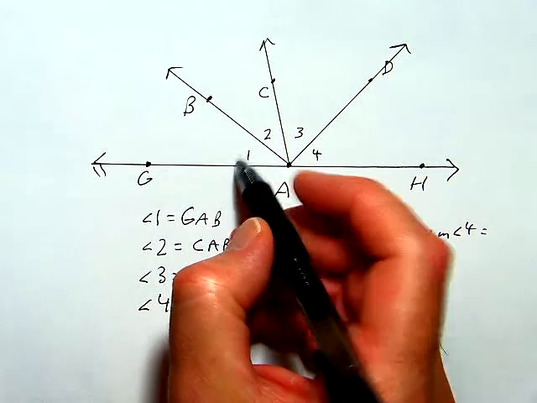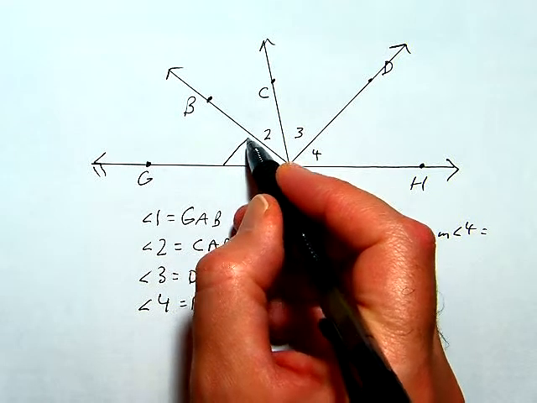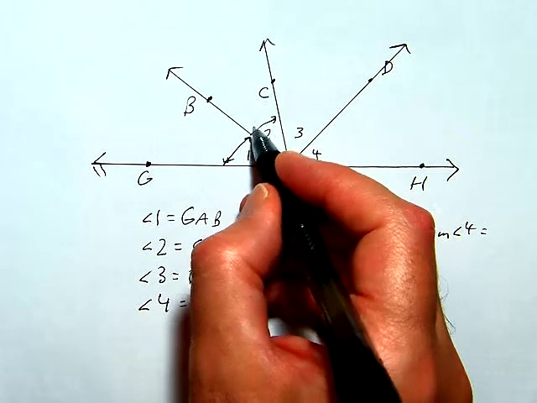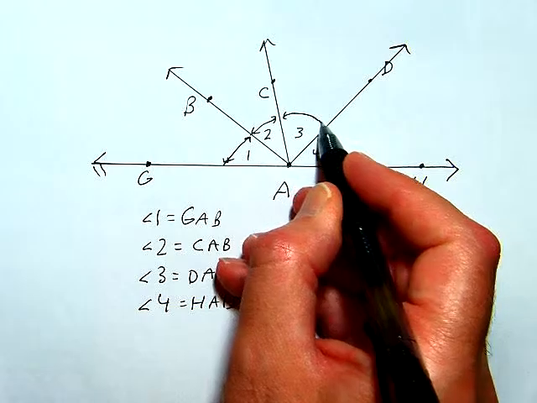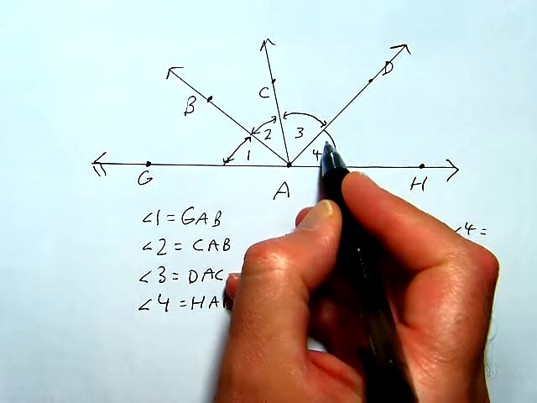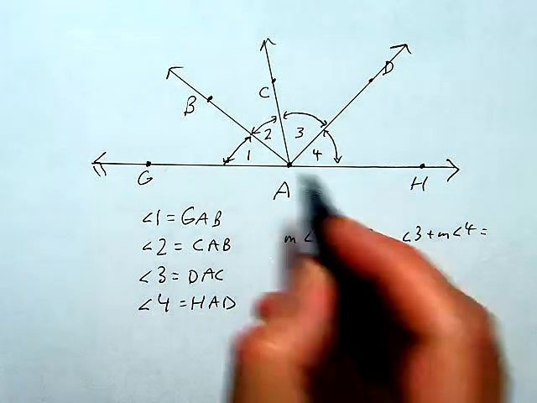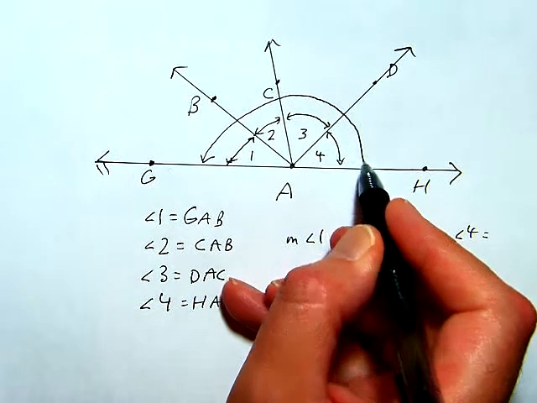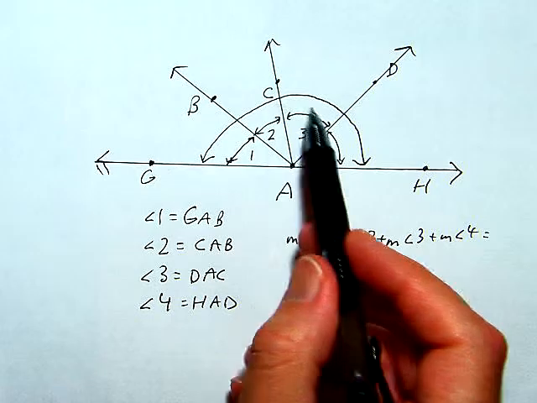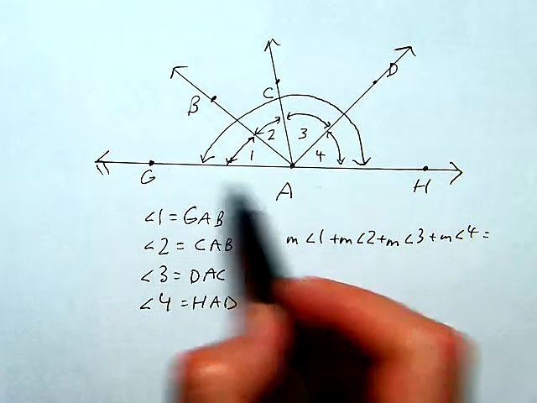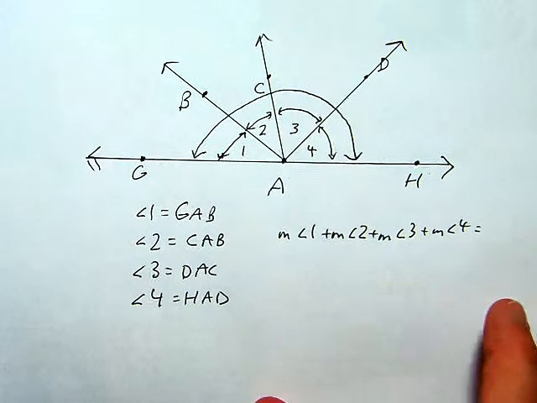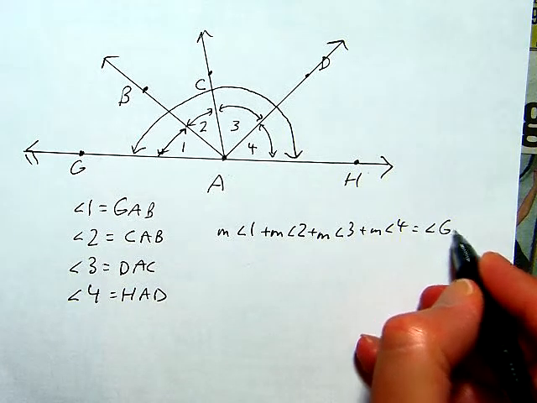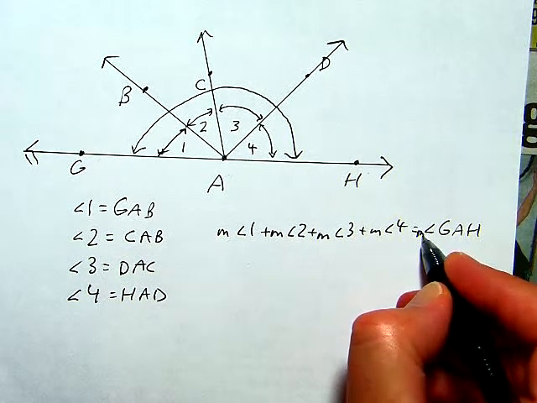Well, angle 1 is from here to here. It would be that degree measure. Angle 2 from there to there. Angle 3 here to there. And angle 4 there to there. So put together, the angle measures of these 4 angles is this angle. And this angle is the same angle as angle GAH. So the sum of these 4 angles equals the measure of angle GAH.